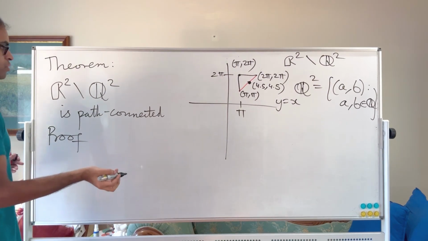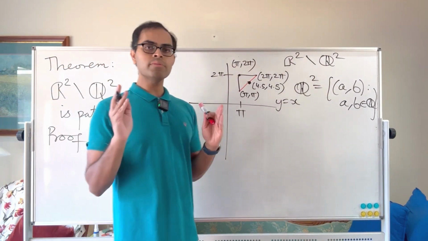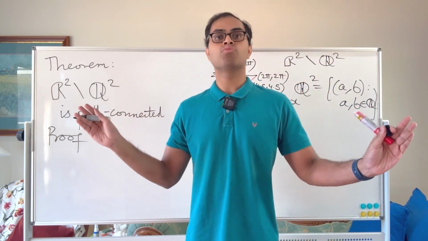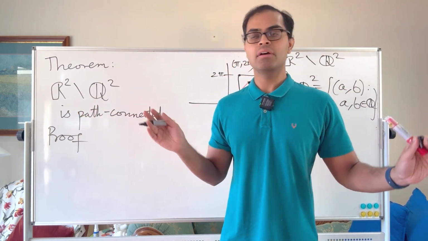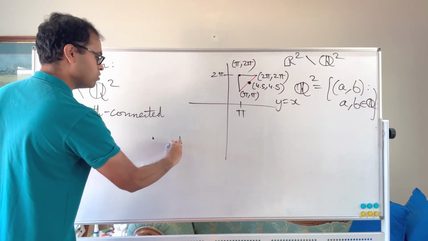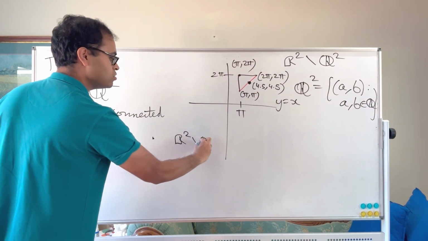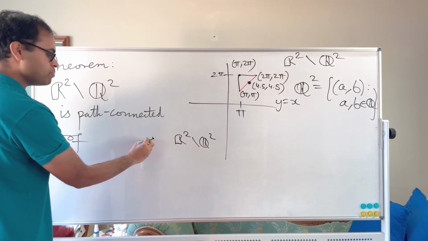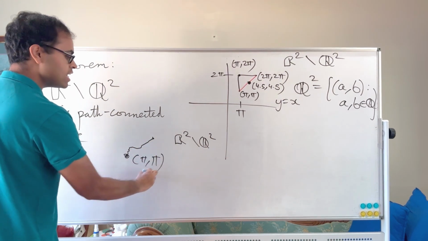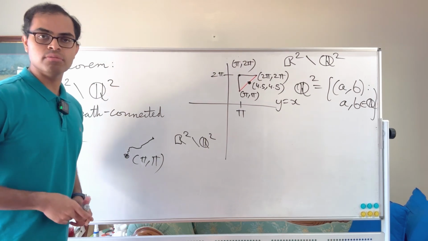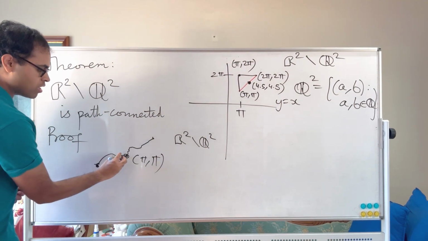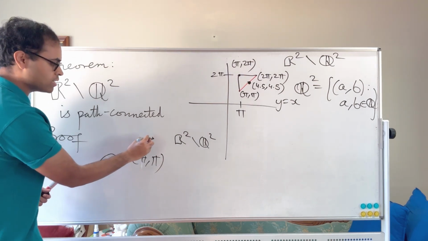So step 1 of my proof is I'm going to argue all we need to do is connect any point in R2 minus Q2 to some fixed one. Okay, let's say (pi, pi). Why? Because if I can connect any point within the space R2 minus Q2 to (pi, pi), then I can always connect any 2 points in R2 minus Q2. Because if I have another point in R2 minus Q2, I first connect it to (pi, pi), then I connect it to any other point I like.